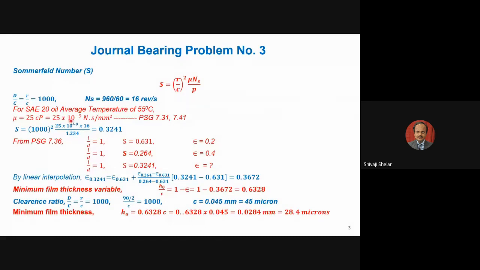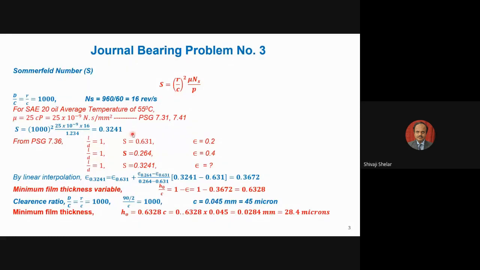Okay, so by putting this value in the equation of Sommerfeld number, you will get the Sommerfeld number for your current application. That is 1000 square into 25 into 10 raised to minus 9 into 16 upon 1.234. This is pressure. We got this value as a dimensionless number as 0.3241. So the Sommerfeld number here is 0.3241.